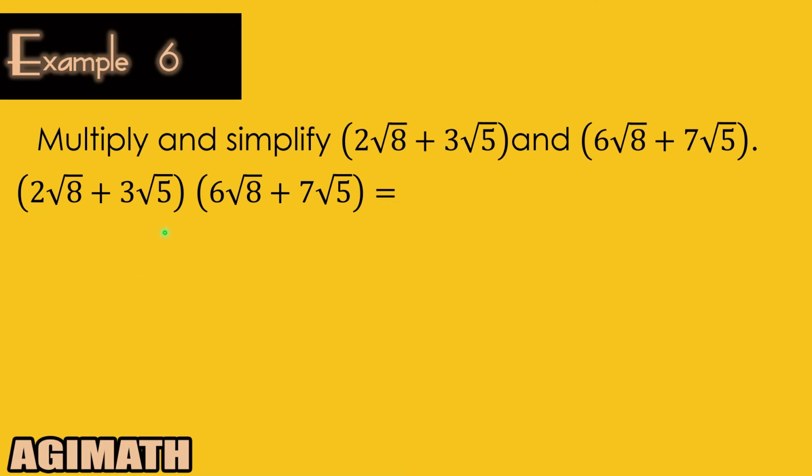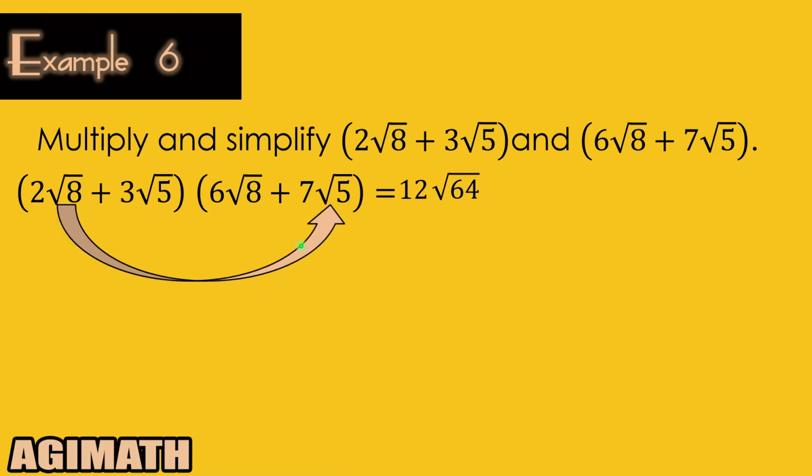Start with the first terms. First term in this binomial, first term in the other binomial. 2 square root of 8 times 6 square root of 8. Again, in multiplying problems like this, multiply the coefficients, multiply the radicals. So in this case, we multiply 2 and 6. So that is equal to 12. At the same time, multiply square root of 8 and square root of 8. You need to check first if they have the same order. Since the order is the same, 2, then we can multiply. So that is square root of 64. So 8 times 8 is 64.